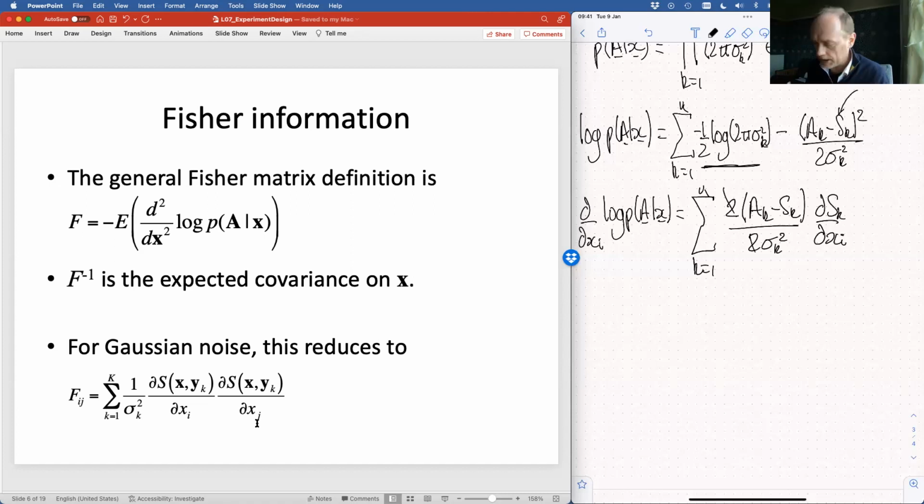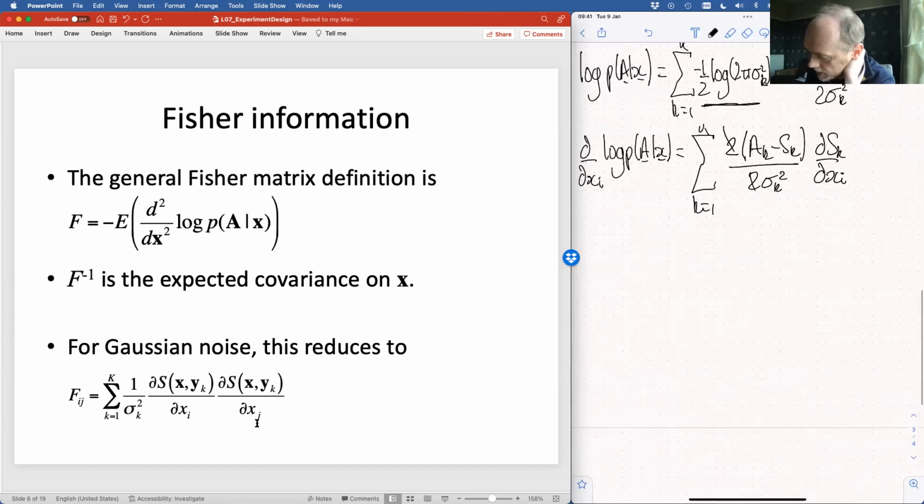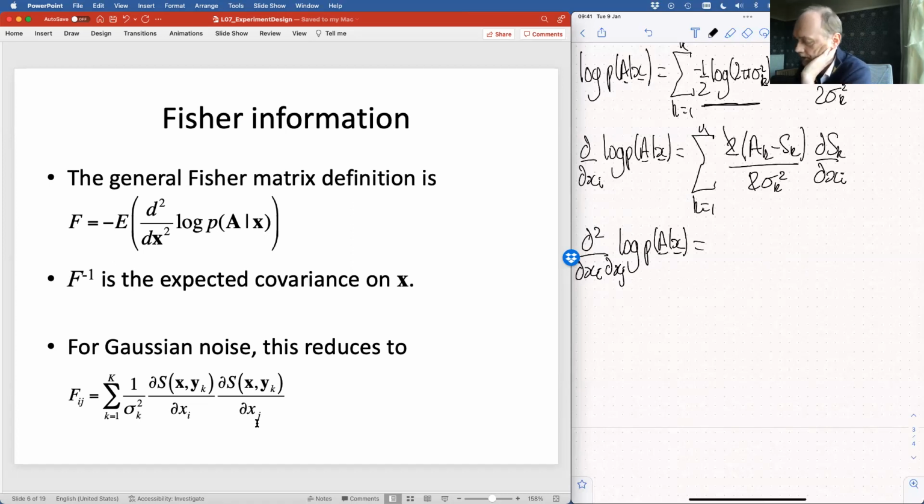Now let's differentiate again now by a second parameter xj, so d2 by dxi dxj. And now we've got two things that depend on xj, this derivative and the original signal. So I have to kind of use a product rule here to differentiate this expression. But anyway, let's do it.